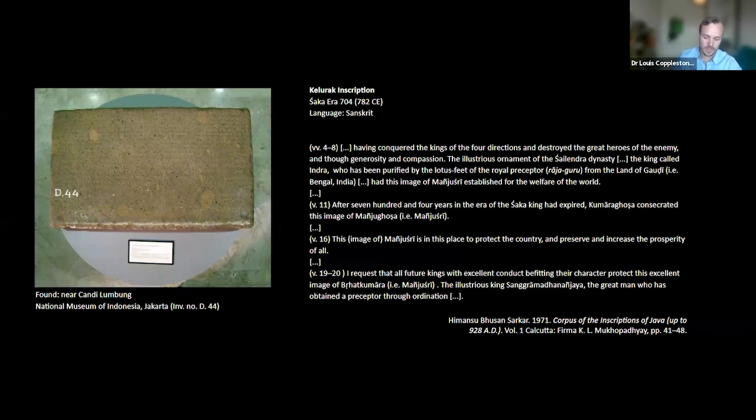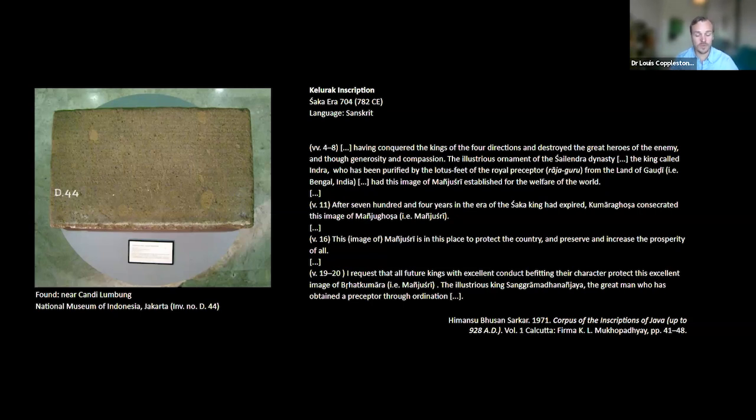It eulogizes the great success of a king called Indra, who takes the second name Songra Madan Anjaya Bodhisattva. He's described as an ornament of the Shailendra dynasty, a destroyer of the brave men, and it records specifically that having conquered the kings of all quarters, this king established an image of the Bodhisattva Manjushri for the purpose of protecting and guarding the state, the country, the Desha, from its enemies.